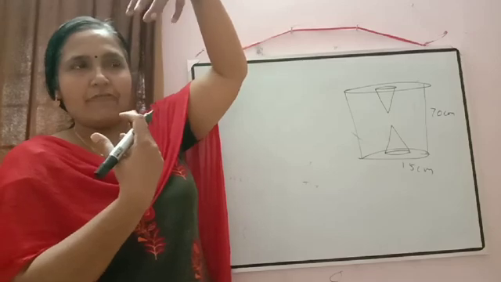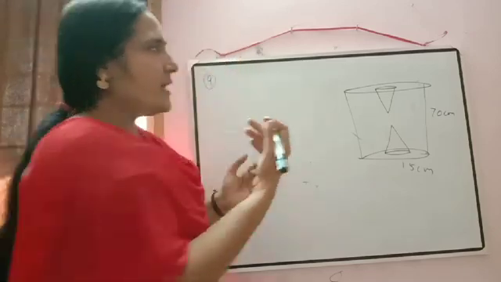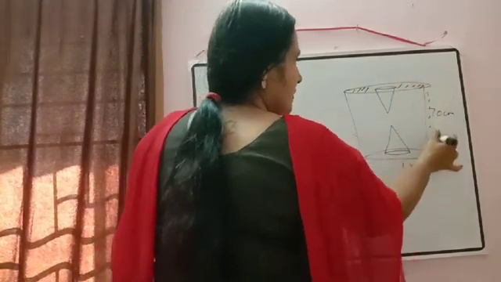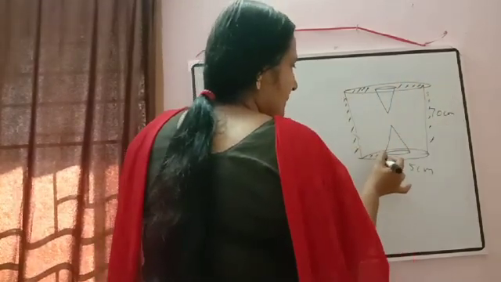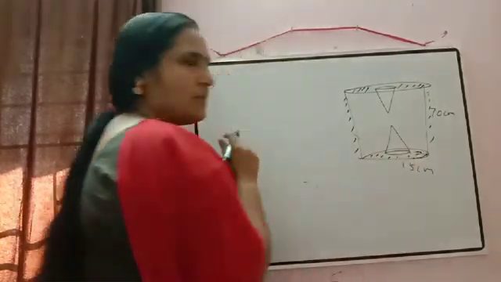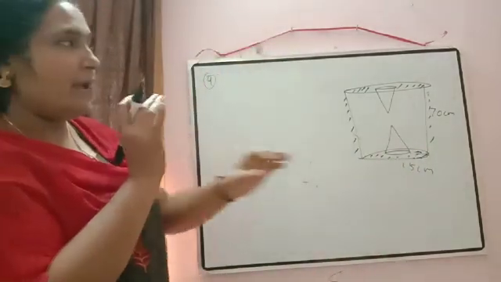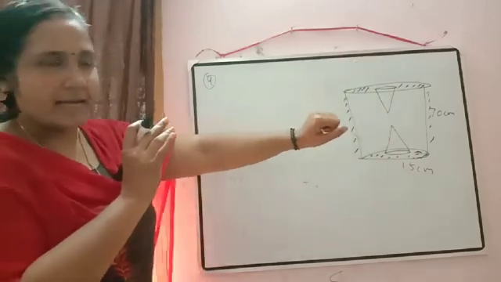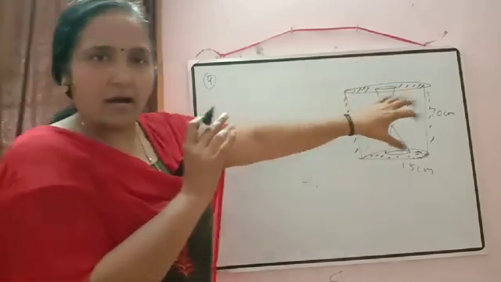So if you have to paint, what are the areas you have to paint? This area, the whole area is to be painted. So what we have to paint is the total surface area of the cylinder, correct? Total surface area of cylinder.